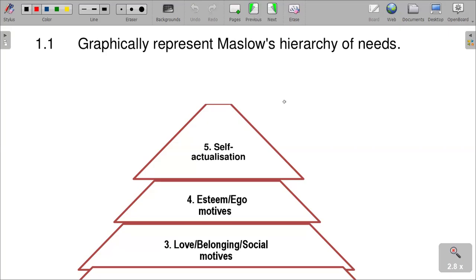One thing you need to understand is that there are 5 levels of the hierarchy, which are physiological, safety, love or belonging, esteem, and self-actualization. I also want you to understand that the lower level needs, which we call the basic needs, for example water, food, and safety, must be met first before the higher order needs can be fulfilled.